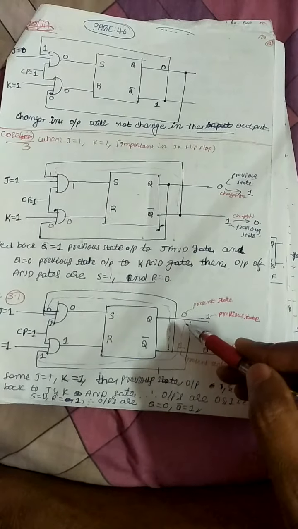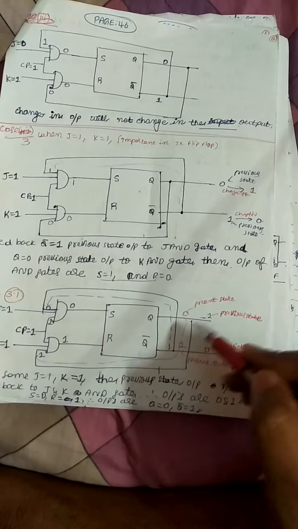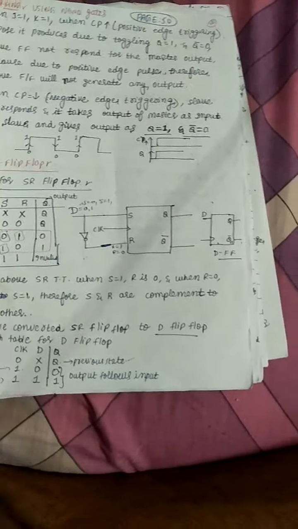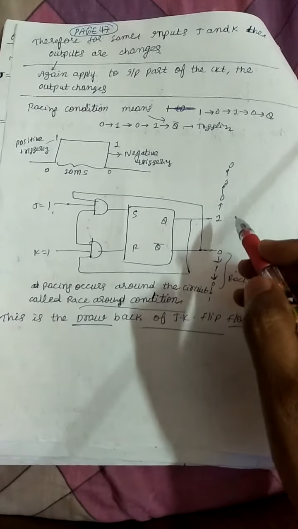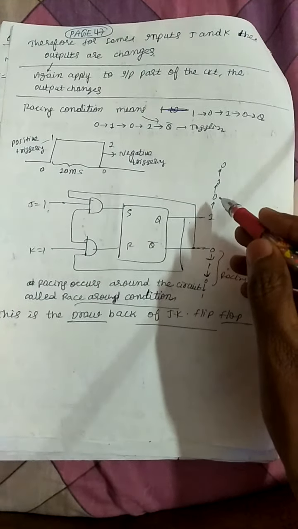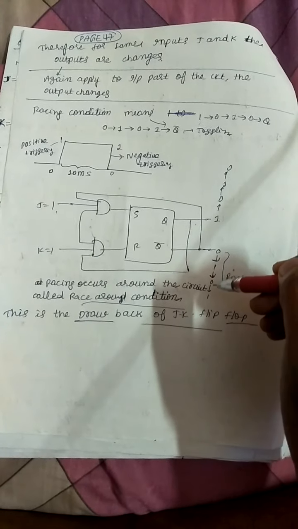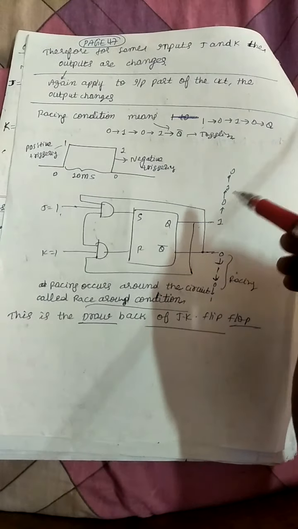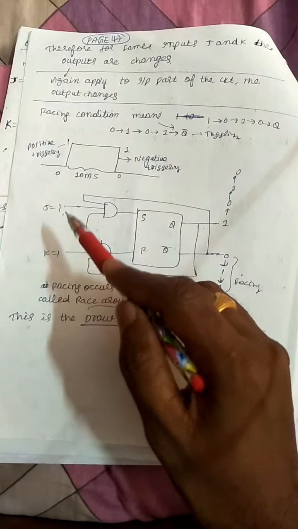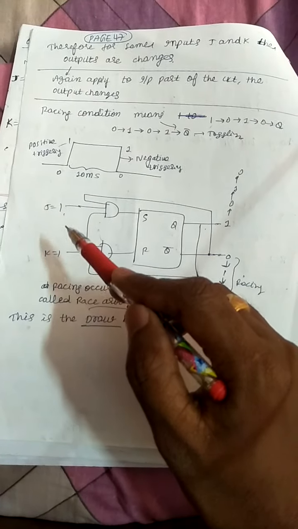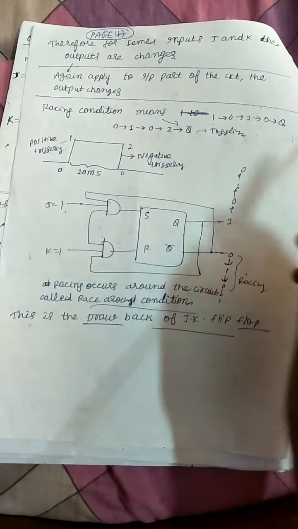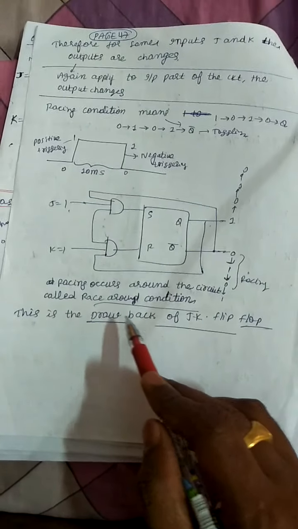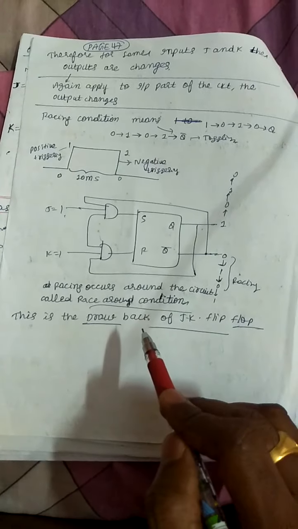Okay. So if you feed this back again, it will change to 1 0. So it is 1 to 0, 0 to 1, 1 to 0, here 0 to 1, 1 to 0, 0 to 1. The output will keep on toggling from 1 to 0, 0 to 1 if both inputs J and K are 1 1. This condition we call the race around condition. This is a drawback of the JK flip flop.